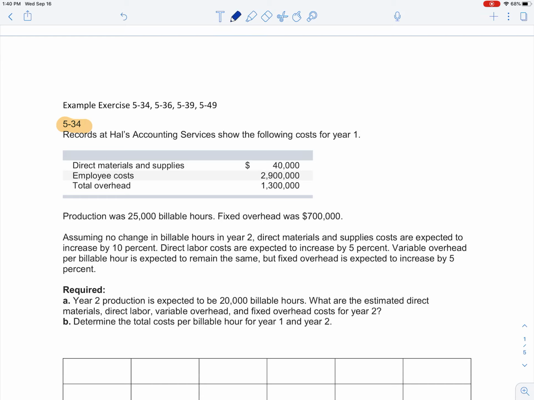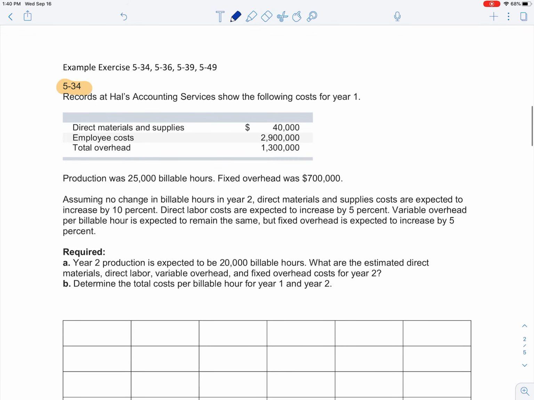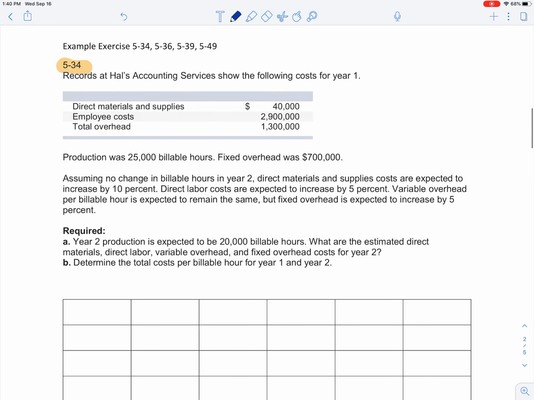they give us some data, how many of the production hours are billable, what our fixed overhead is, and then they want you to kind of build out what does year 2 look like if production hours are expected to be 20,000 instead of 25,000. And what is the estimated direct materials, direct labor, variable overhead, and fixed overhead. We're going to break that down for our planning purposes and for year 2.